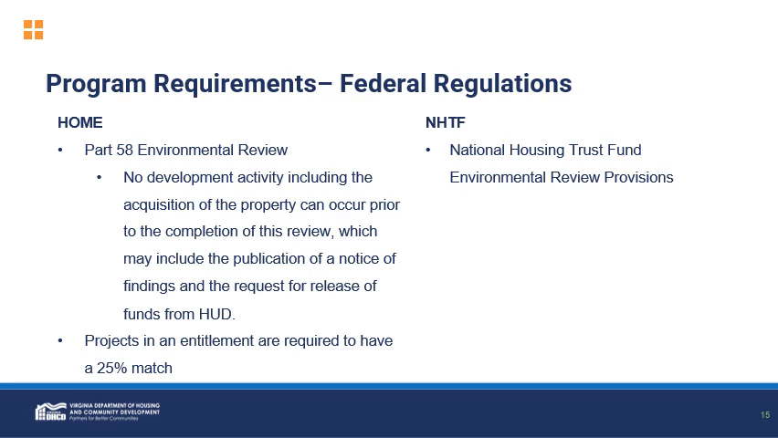This may have occurred at the local level, and that is a different instance. You are able to move forward with starting the project and doing those choice limiting activities. However, please note that DHCD cannot sign any contracts until we have done our own Part 58 review, which does include the public notice period. Additionally, projects in an entitlement or consortium are required to have a 25% local match at time of application. And for National Housing Trust Fund, there are additional environmental review provisions that we will require you provide to us so that we can review before we can sign a contract.